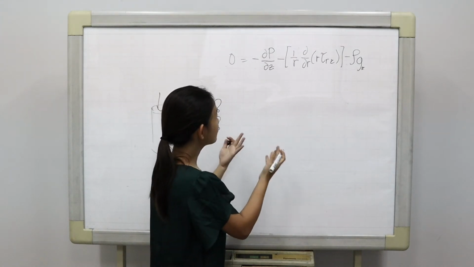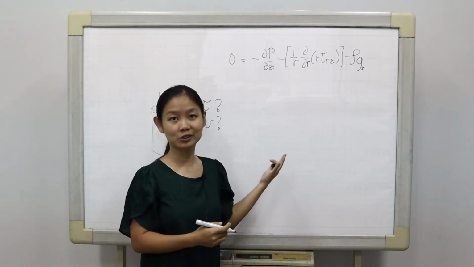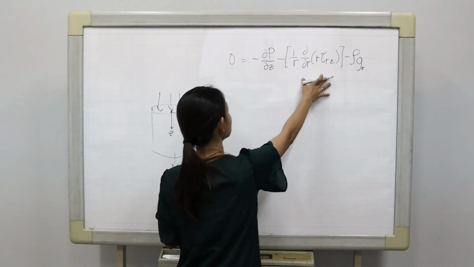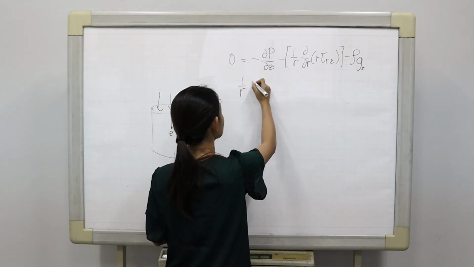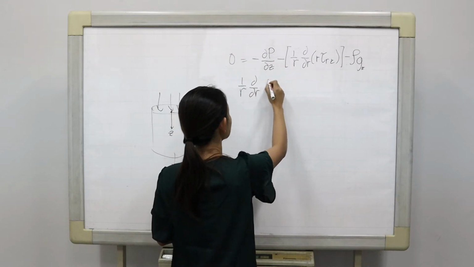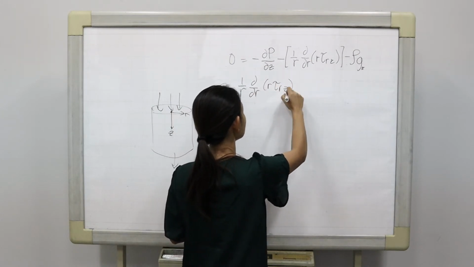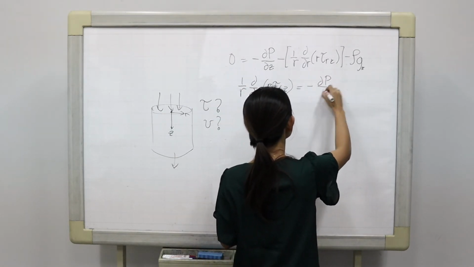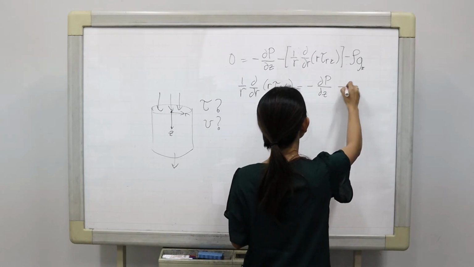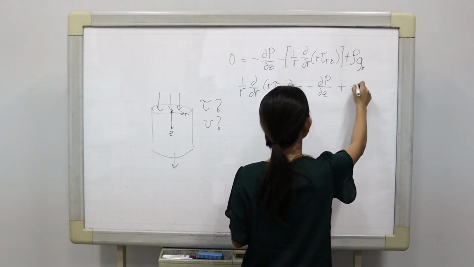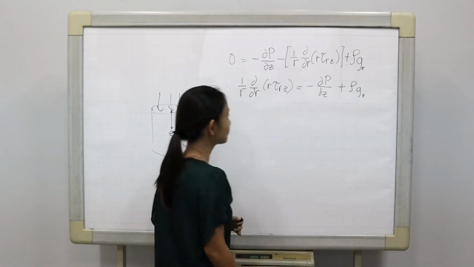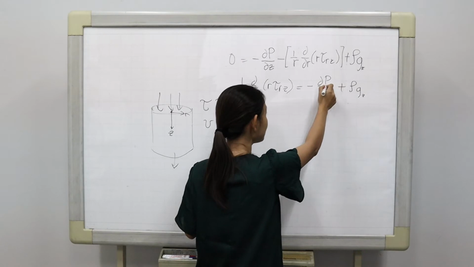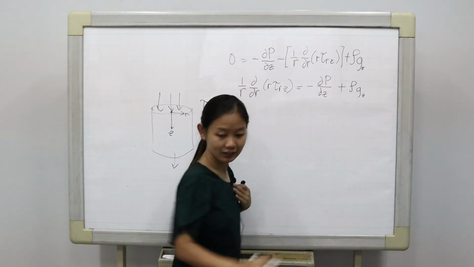So if we want to know what is the momentum flux distribution, we just need to solve this equation actually. Let's try to solve these equations. You can move this part: 1 over r, dou over dou r, r tau rz equal to minus dou pressure over dou z. Oh, this one is positive, sorry. Positive rho gz.